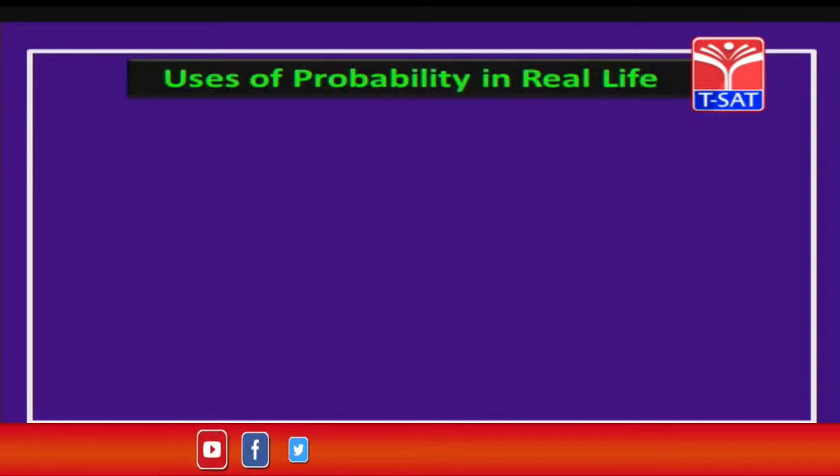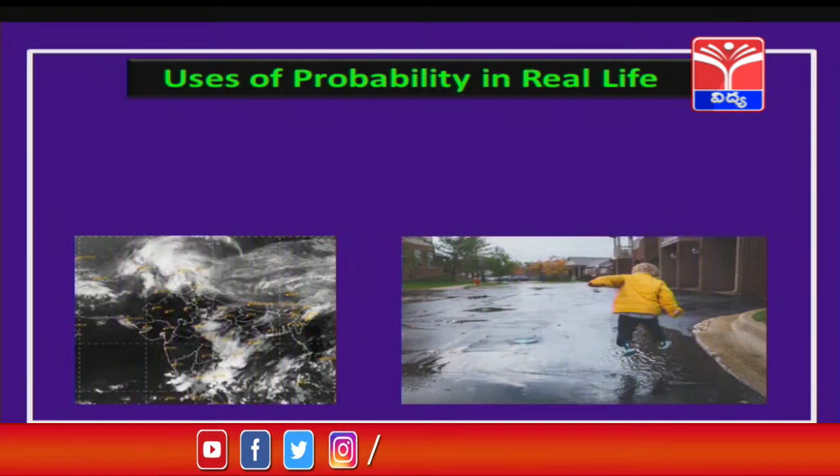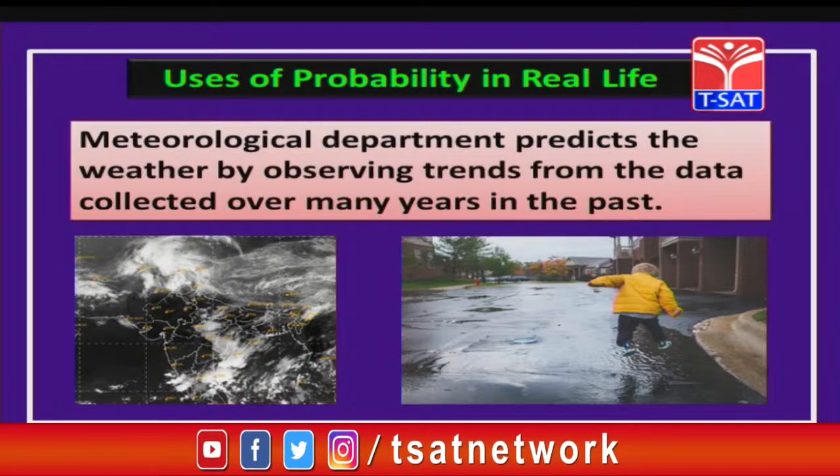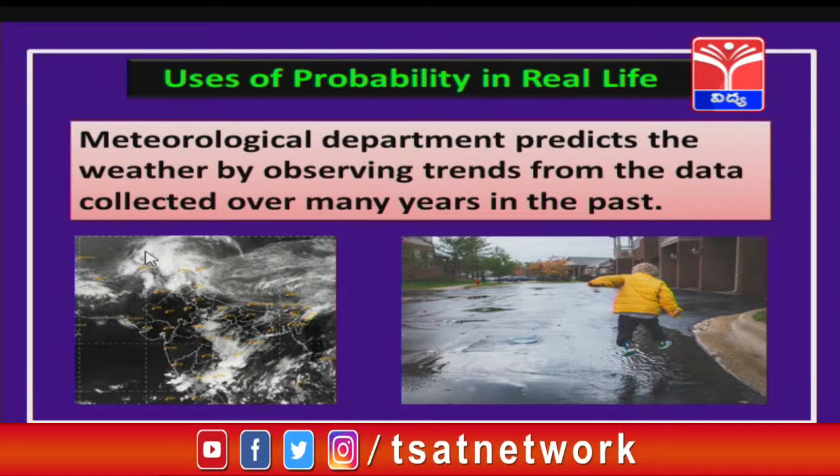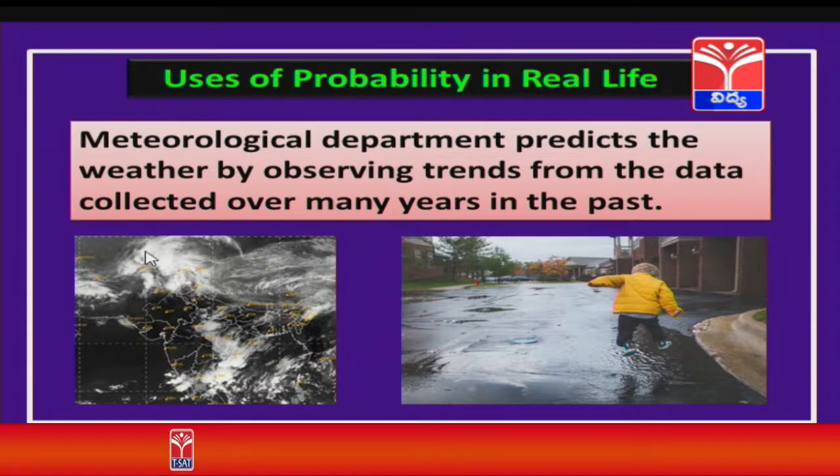So, let us see the use of probability in real life, children. You might have seen the meteorological department predicting the weather forecast, right, children. Every day you might have seen, maybe on television or somewhere, they show some images. These are all predicted from the data they observe for many years. Previously they collect the information over all those years and they predict the weather forecast using probability.